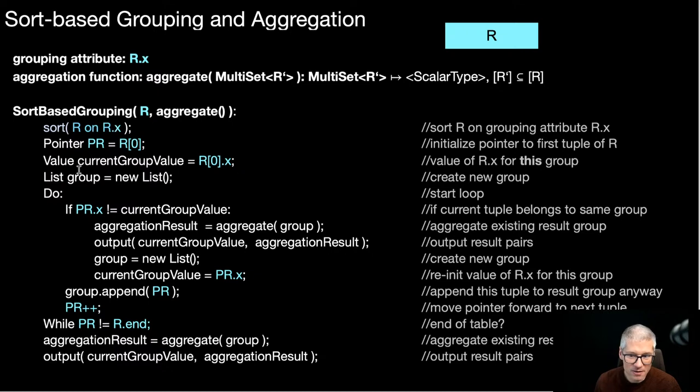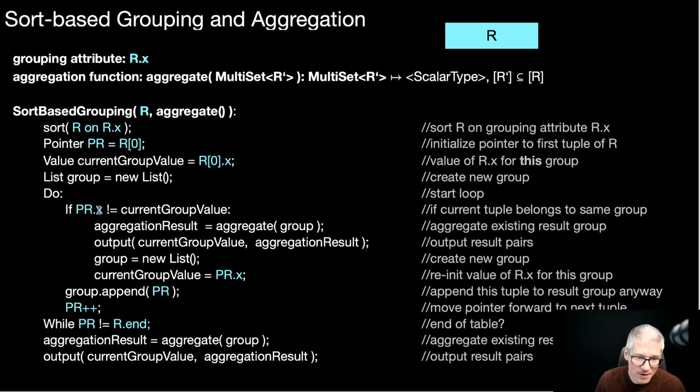You sort it, then you initialize a pointer, just like in the sort merge join. And basically here, that's the current group value. That's what I just used. Yeah, the zero, I started with zero initially. And that is a list you keep. That's basically the list of tuples that currently have the value you're pointing to. And then basically you run a loop. So if the current tuple belongs to the same group, that's basically this branch. I've written it differently, but anyway, that's how it is.